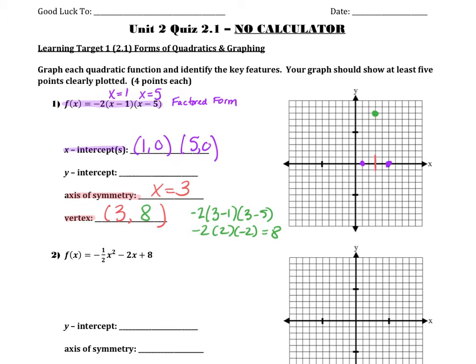Now I'm going to graph my equation. So I need to use my pattern, 1, 1, 2, 4, 3, 9. But my a value is negative 2. So I'm going to multiply all these by negative 2. So I'm going to go right 1, down 2 on both sides. Right 2, down 8 is where my x-intercepts were.